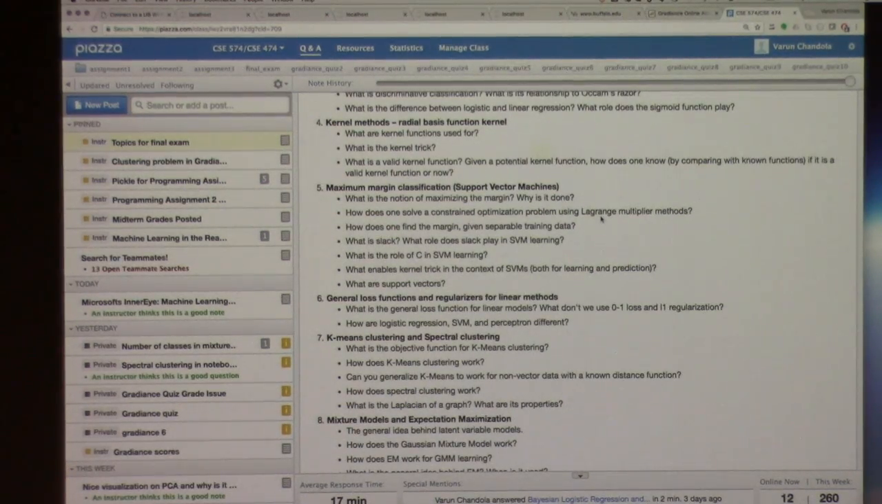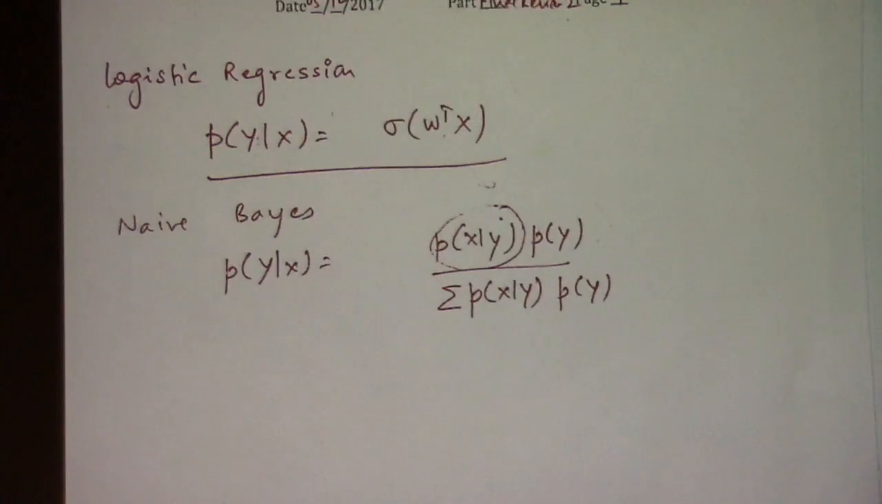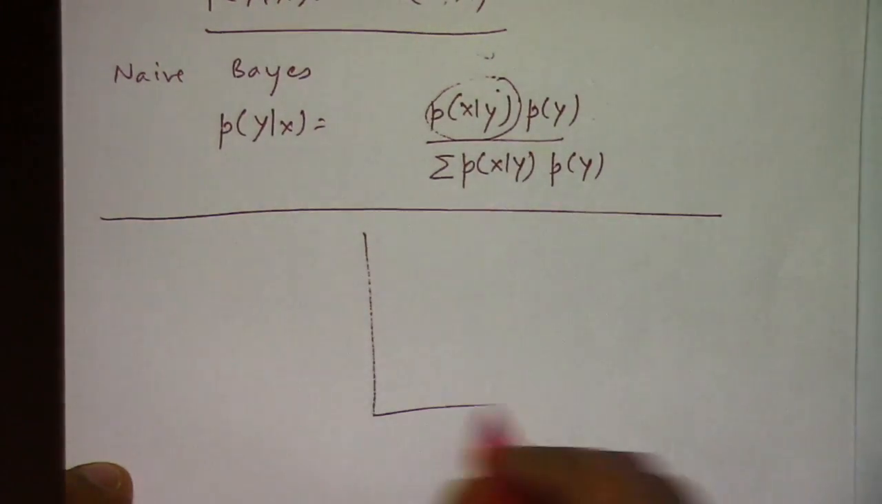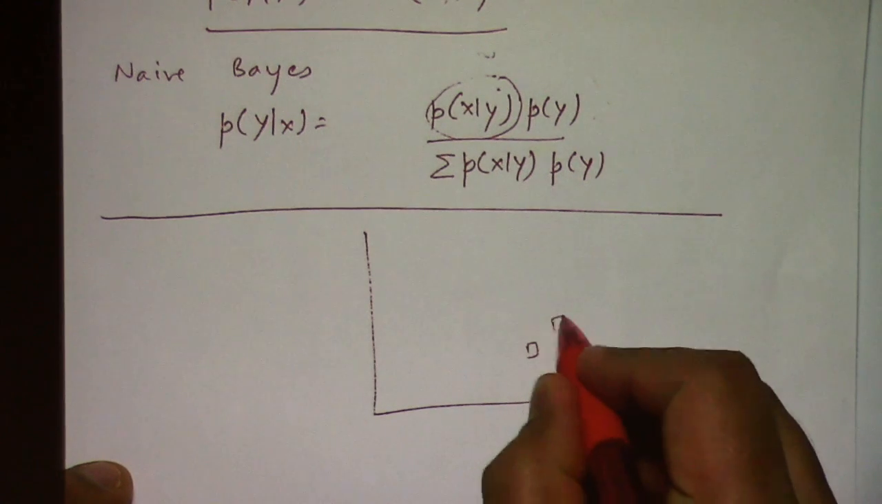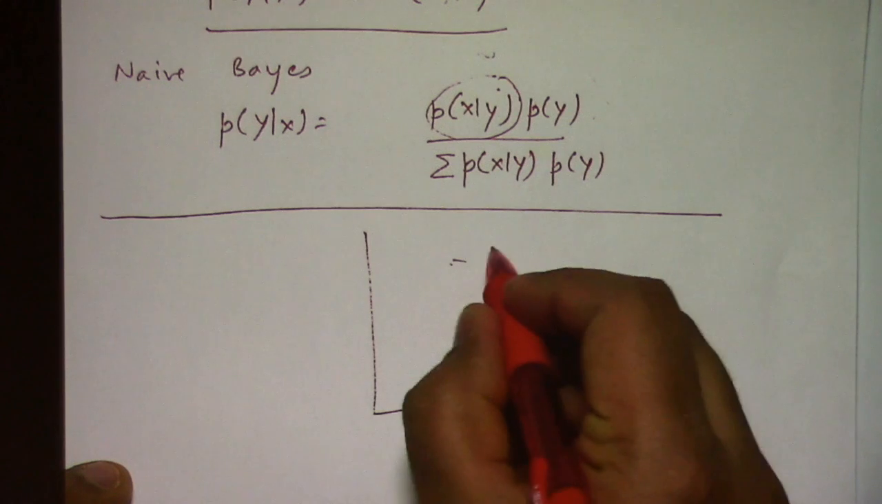So the way to draw the margin, and I think there's one problem that I really like in this quiz that all of you have looked at, where you are forced to draw the margin, right? So the idea is that if I give you some data, let's say these are my positive points and these are my negative points.